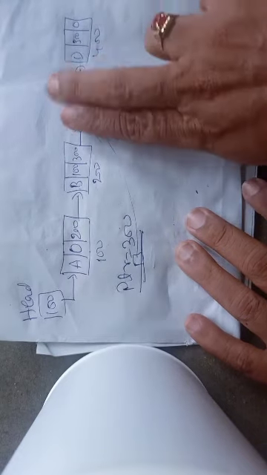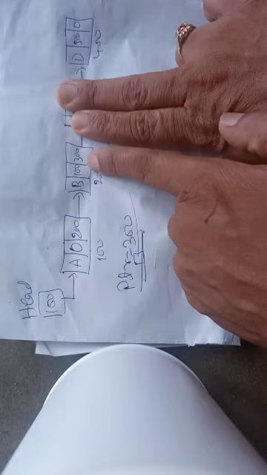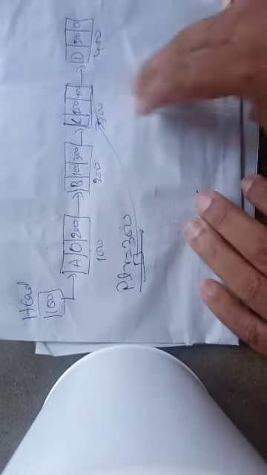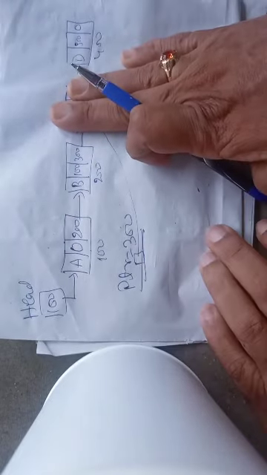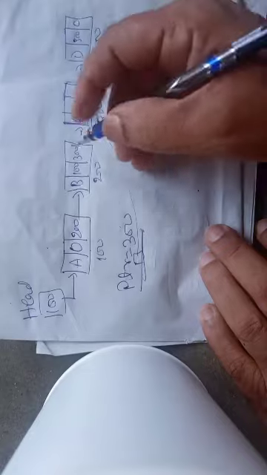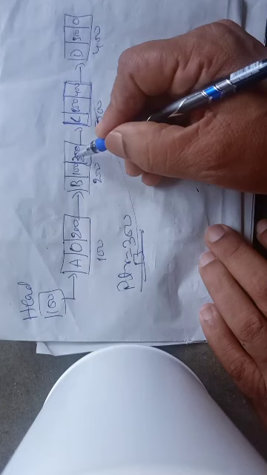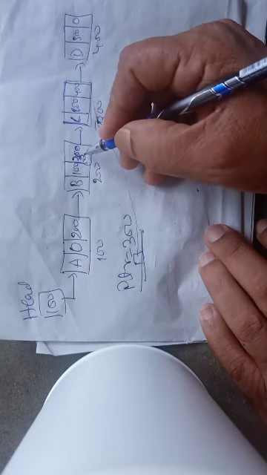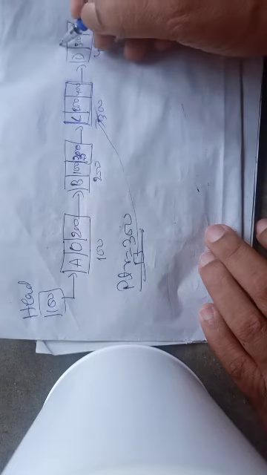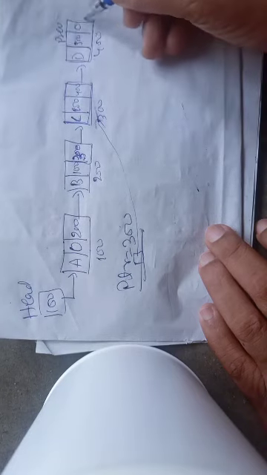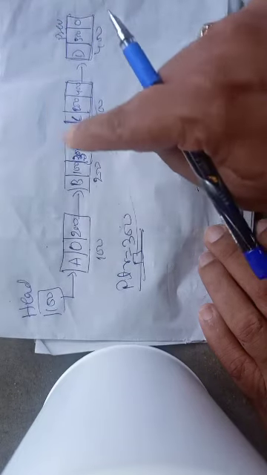See, if I remove this node from the list, the second node will now point to the last node. Once this block is removed, the second node should point to the last node. So how will the second node point to the last node? The next part of the second node, which is right now 300, this value should be changed. And also I have to change the previous pointer of the last node. So previous of this should be changed and next of this should be changed.